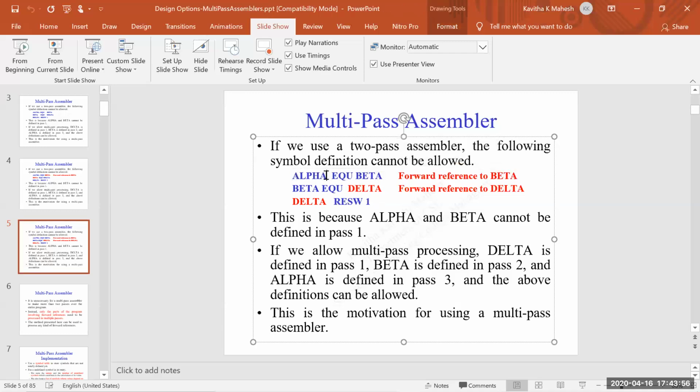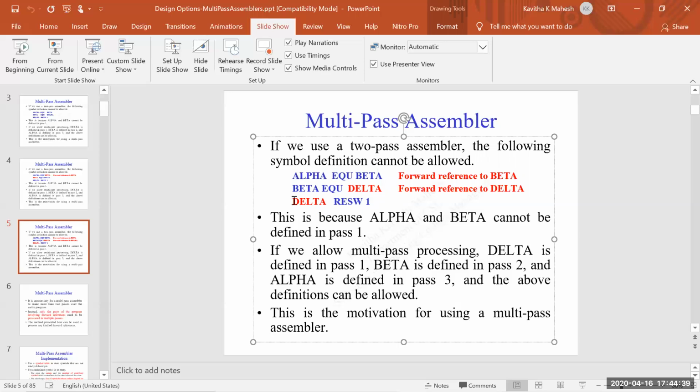Consider, for example, the statement alpha EQU beta. Now, to define the value of alpha as given by this instruction, we need to know the value of beta. However, beta is not known because the value of beta is given by delta, right? And delta appears at the later part of the program. So you can't assign the value for beta. So we can't define alpha as well as beta in pass 1. Unless you perform multi-pass processing over this segment of instructions, we cannot define alpha and beta.